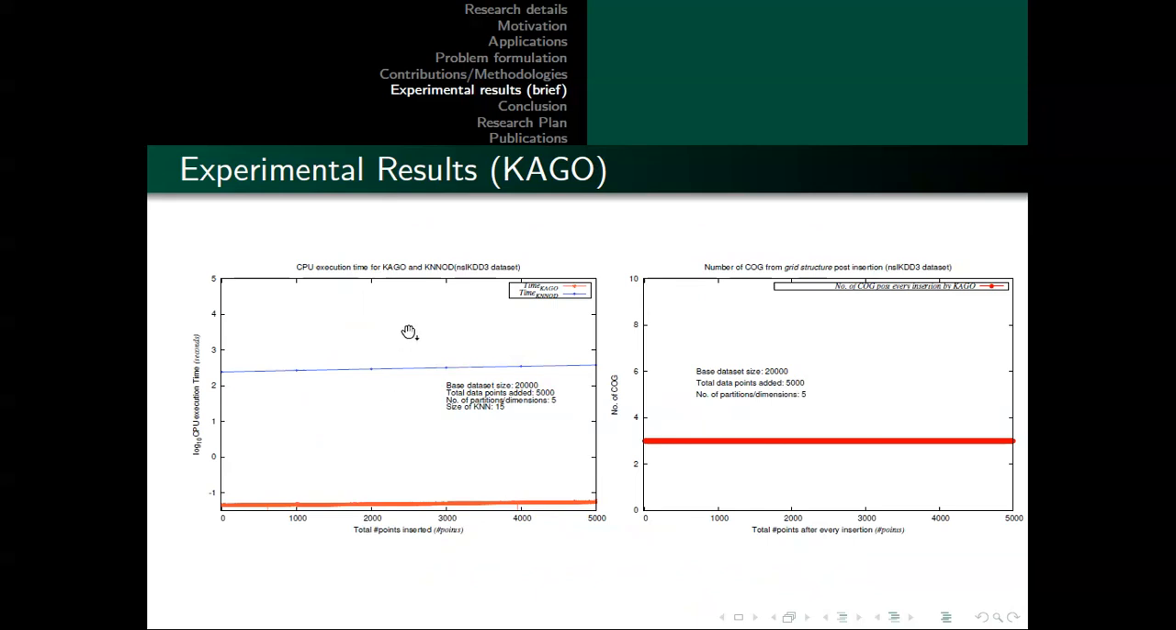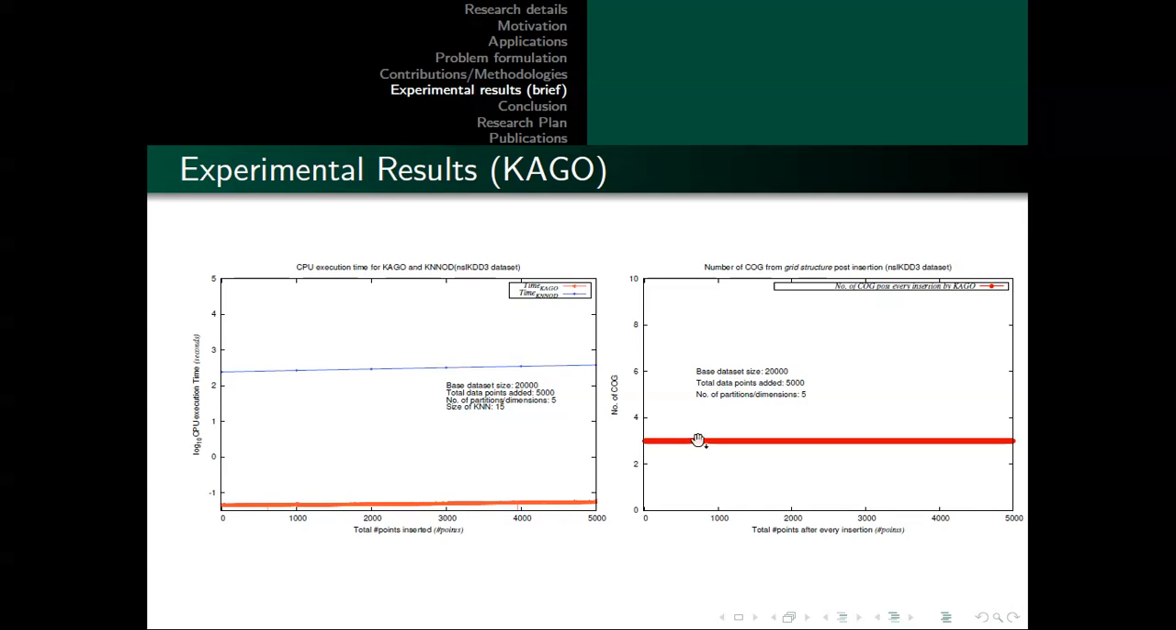And finally, for the results of the KAGO algorithm. Again, KAGO appears to be more efficient than the Canard method. So this is for the NSL KDD3 dataset. We primarily use NSL KDD3, NSL KDD4, and Yahoo search dataset with a KNN size of 15, and the base dataset size is 20,000. The total number of data points added are 5,000. So KAGO continues to maintain its efficiency even after all the requisite additions are made.